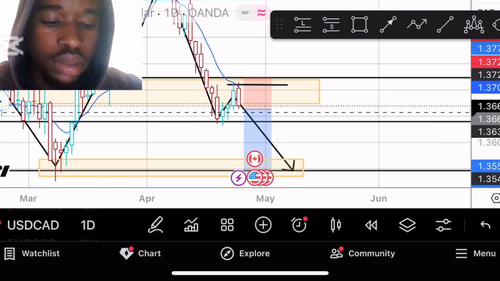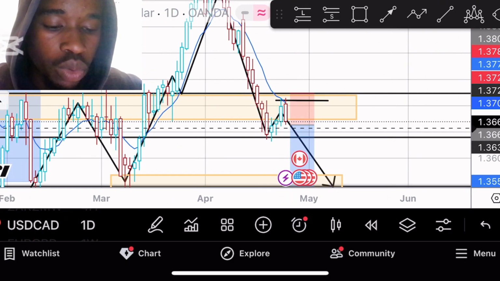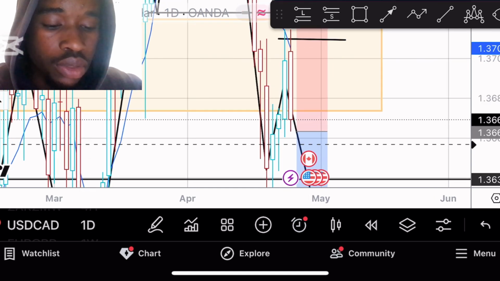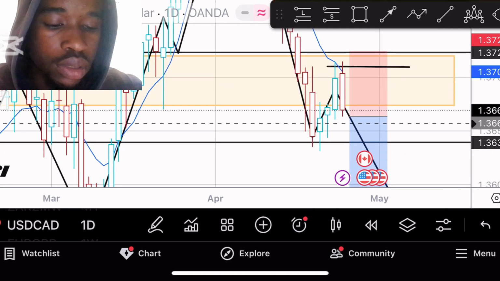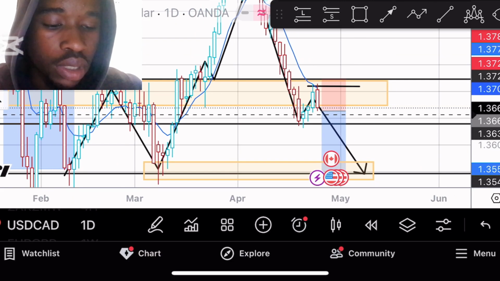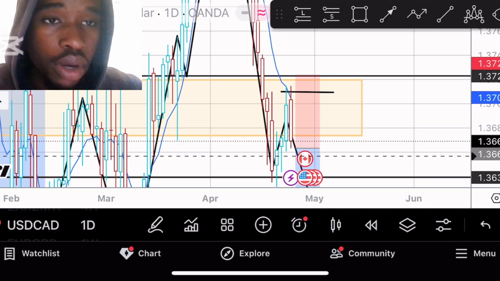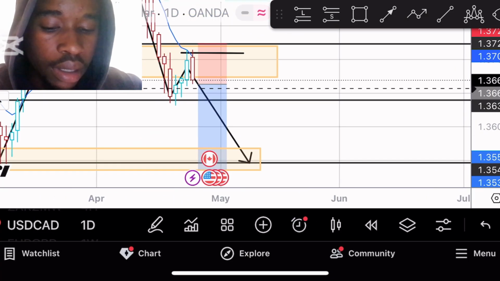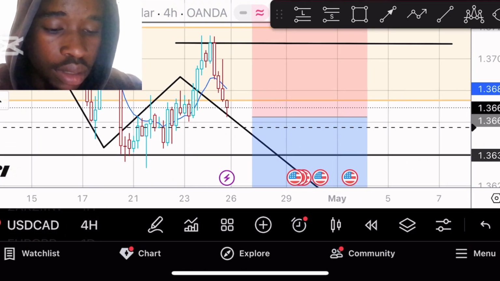As you can see, this is USD CAD. We are currently looking for the change of complete structure to the downside. You can see that we've had a break and retest. This looks like a head and shoulders at the same time. We've broken the neckline and we're looking to retest the neckline to the downside. And yeah, I guess that's USD CAD. I've set an alarm in case of anything.